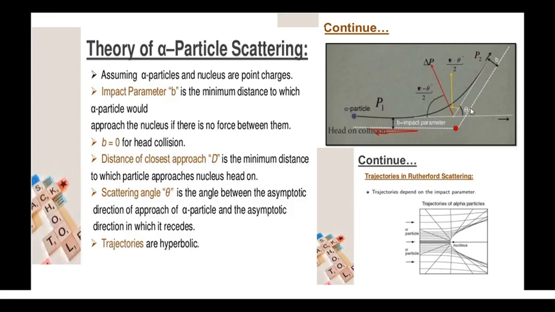theta is the scattering angle. That means how much it gets deviated from its original path. That angle is represented as the scattering angle. Now here you can see how the alpha particles get deflected. See, this is the path of the particle, and you can see that this projectile path is a hyperbola. So the trajectory of the alpha particle is hyperbolic.